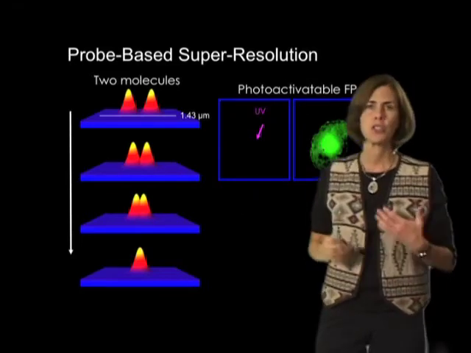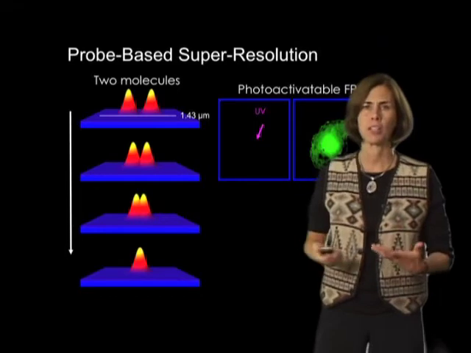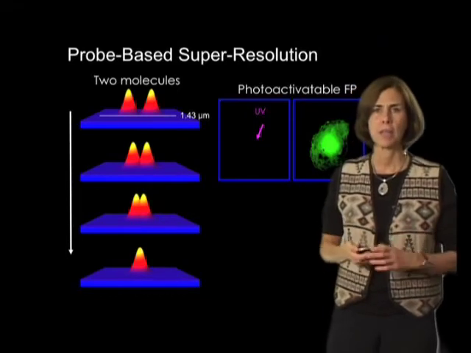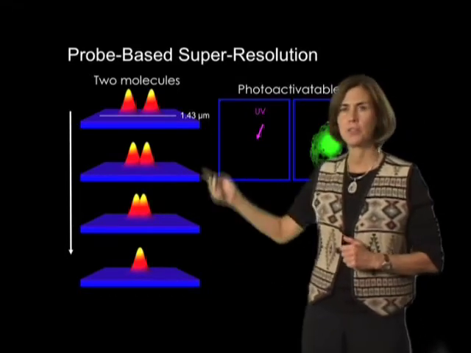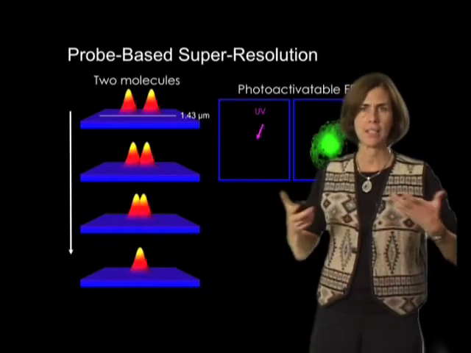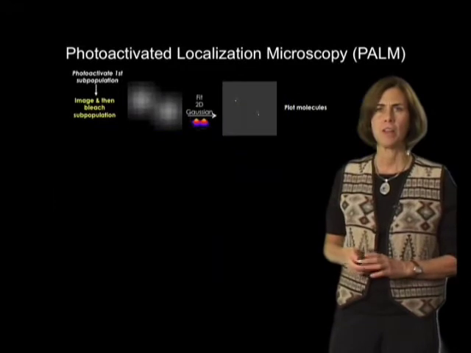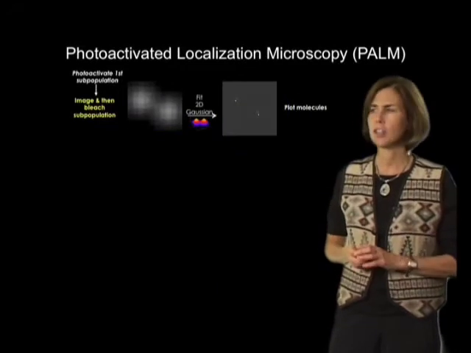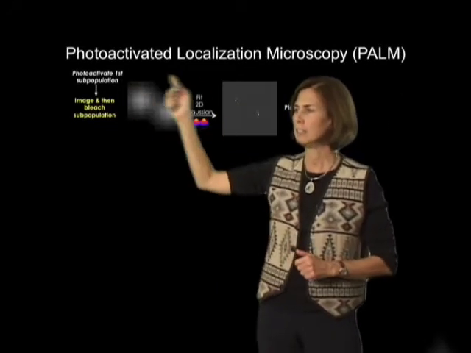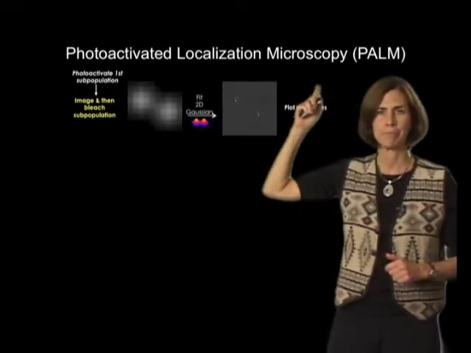What that allows you to do is to switch on molecules one at a time and to potentially build the distribution of a dense population of molecules. And this is the basis of a new super-resolution approach called Photo-Activated Localization Microscopy.